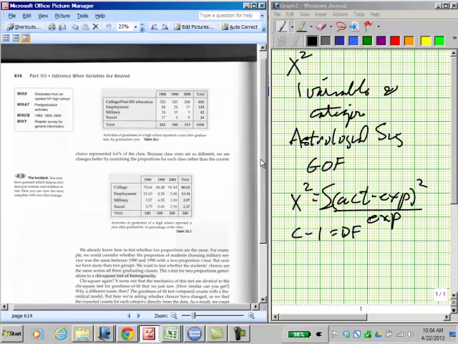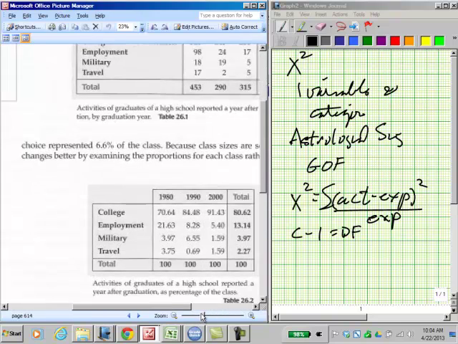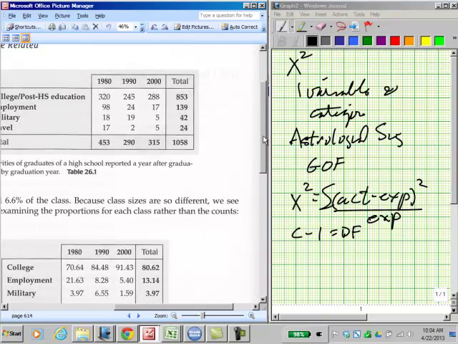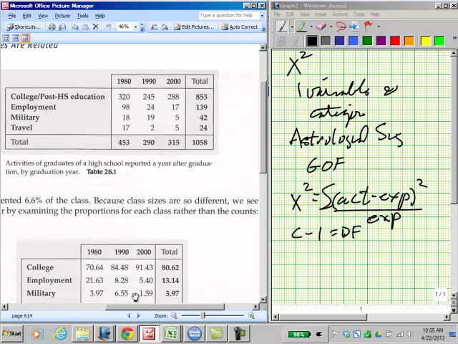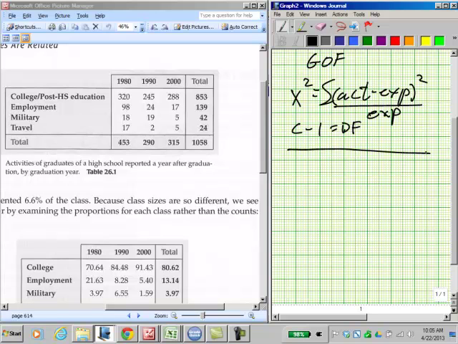All right, so we started out here talking about high school. And here's the variable: what are they doing after their graduation? So call it post-grad activity the variable. And then we had 4 categories, going on to college, or employment, or military, travel. And then we did the same thing for each cell. We measured the actual minus expected squared over the expected. We added all those up and we decided if we came to significance or not.